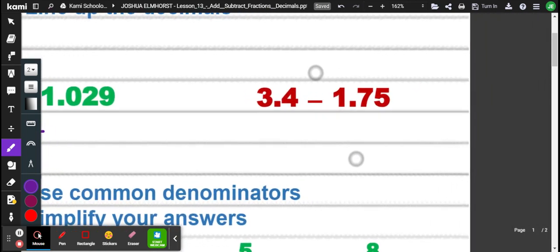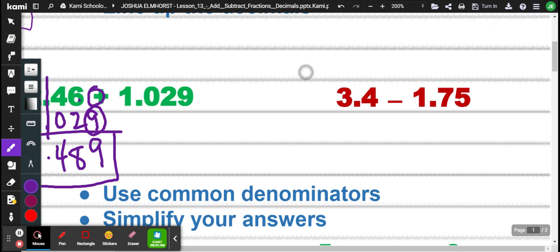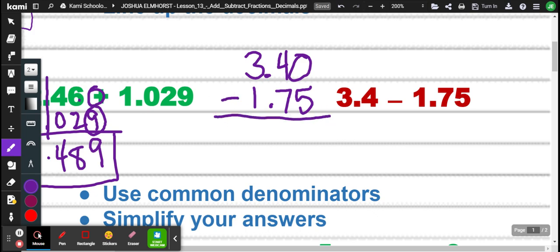Now the subtraction part is a little trickier only if you have to borrow. So we got 3.4. I'm going to move it over here so we have a little more space. And we're going to line up the decimal place value of $1.75. So if we had $3.40 and then we spent $1.75 on a bag of chips or a soda, how much do we have left over?